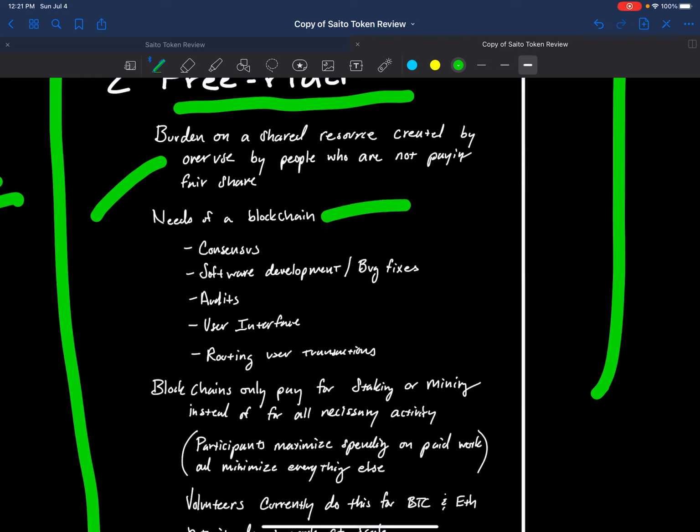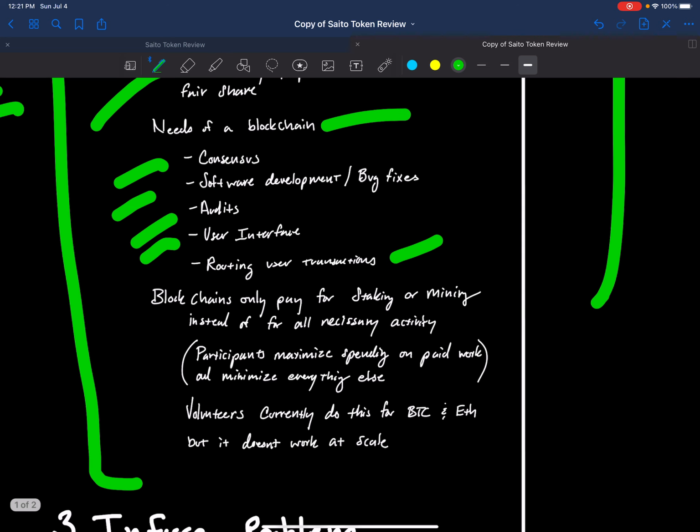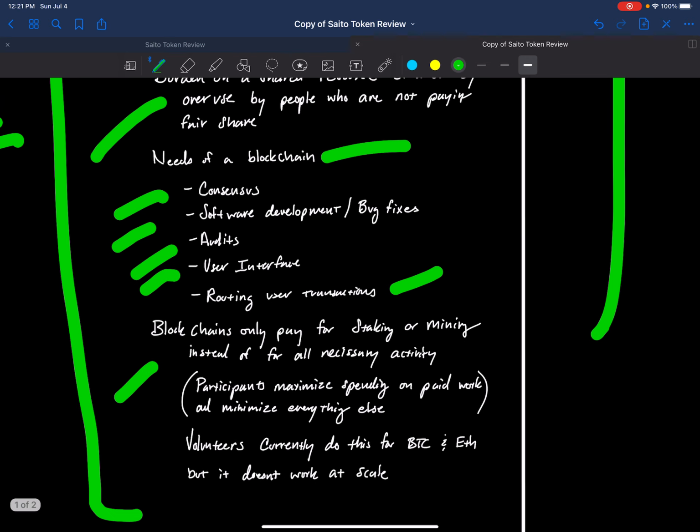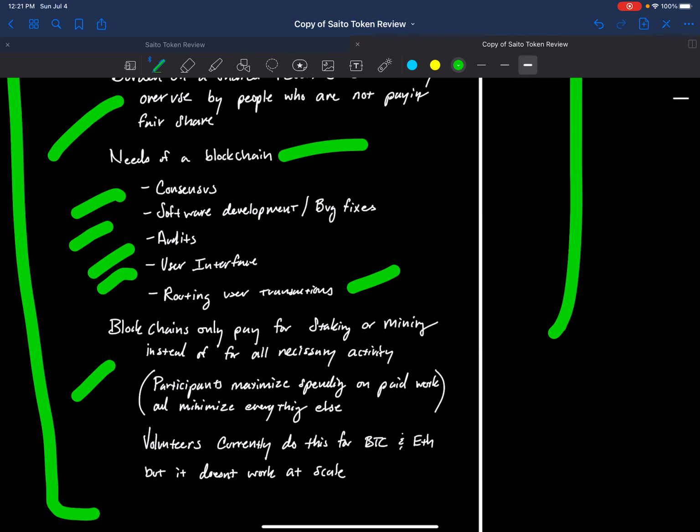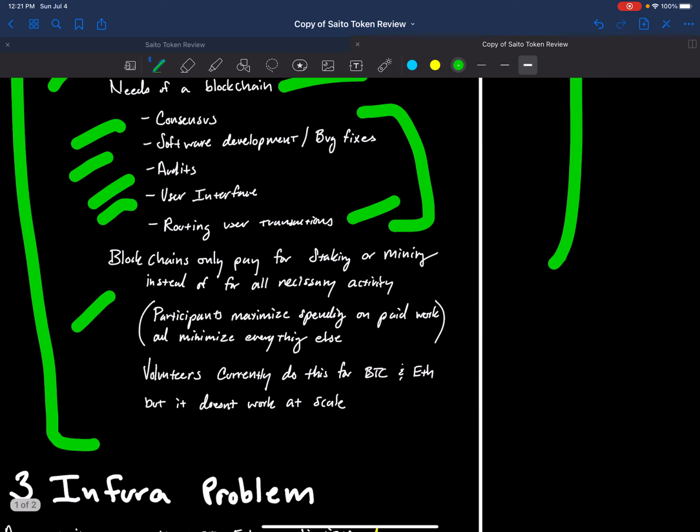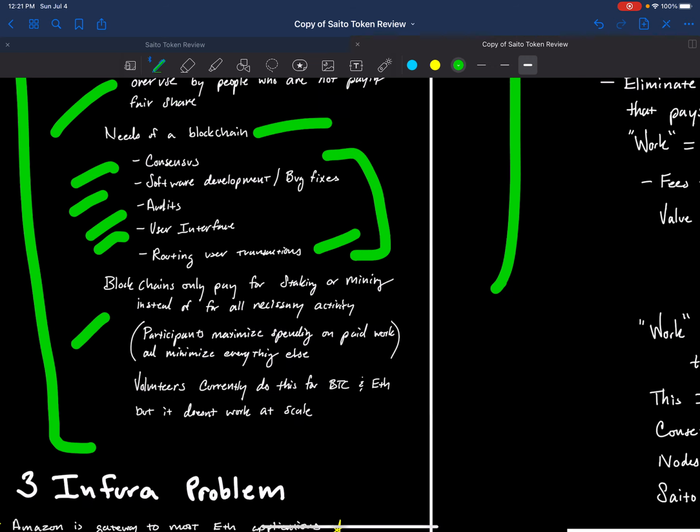So needs of the blockchain: consensus, software development, audits, user interfaces, and routing user transactions. Blockchains only pay for staking and mining instead of for all the necessary activities. Now, I would make the argument that all of these things on a governed blockchain, a blockchain where the token represents ownership via governance, helps address some of these concerns. And I would even make the argument that governed blockchains will address the blockchain size in the future.